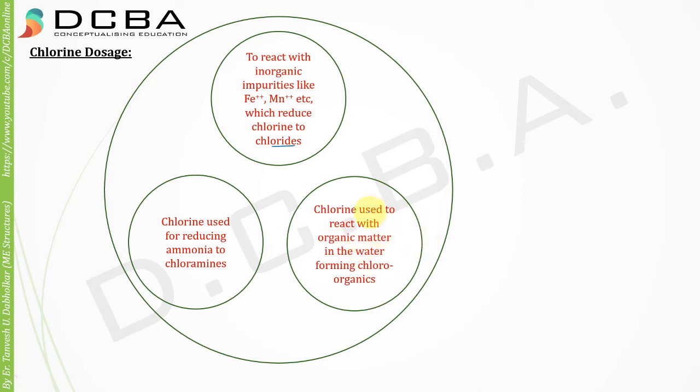So in water we'll have all kinds of matter. First is inorganic matter, which is basically not living. Organic matter includes living tissues or leaves and something like that. So chlorine is also required to react with that organic matter, forming chloroorganics. Now from the entire dosage, this part is used, this part is used, this part is used. What is left is your free chlorine. So this is your free residual chlorine. This part of chlorine was not used, correct?